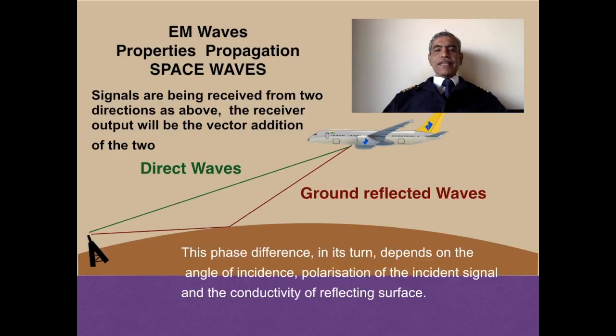This phase difference in turn depends on the angle of incidence, the polarization of the incident signal, and the conductivity of the reflecting surface. All these factors put together give rise to some strange phenomena. Sometimes the signal strength is more, and sometimes there is a blackout for a brief period, where you may not be receiving the signal.